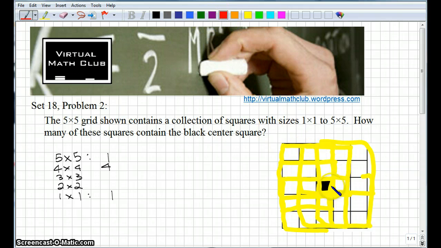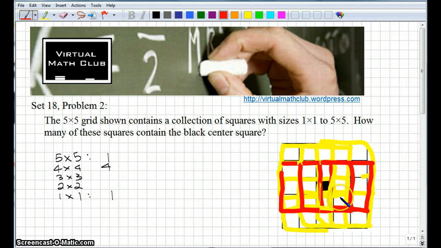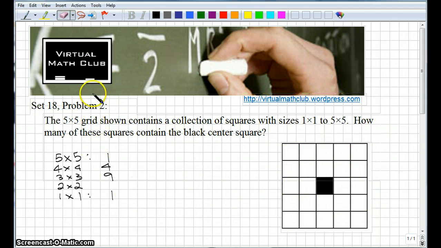So we had 3 by 3s across the top and across the bottom, but then you can't forget about the 3 by 3s across the middle too, and you're going to have 3 of those as well. So you're going to get a total of 9 3 by 3 squares, and they're all going to include the black square in the middle. So we have 9 3 by 3s. All right, and let me get rid of all of our highlighting here. And let's go on to 2 by 2s.